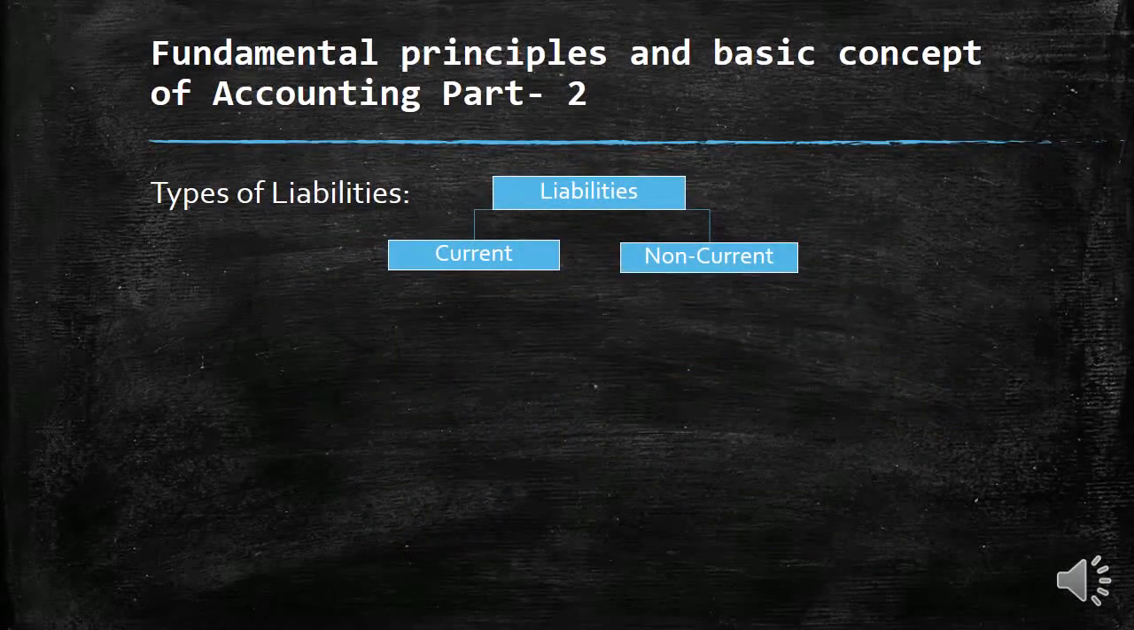Now we'll learn the types of liabilities. Liabilities can be divided into two types. They are current and non-current. What are current liabilities? The liabilities which are to be paid within 1 year, and non-current liabilities are those which don't have to be paid within a 1 year time frame. I think it is clear. So let's see the examples of different types of assets.